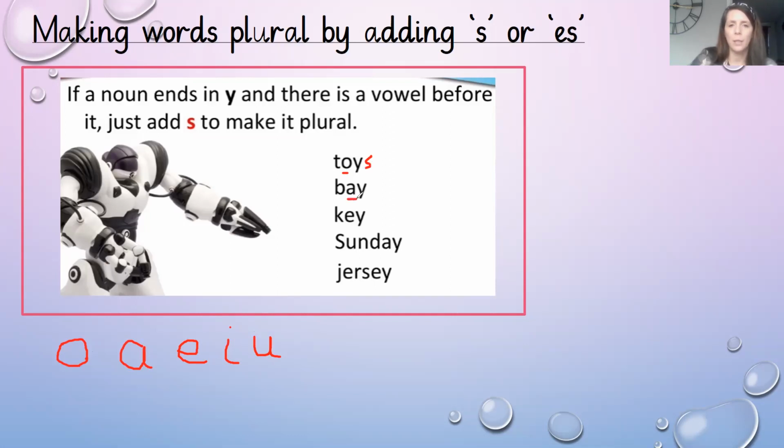A before the Y, so we just add S. E is a vowel, so we just add S to keys. And A there is a vowel, so we just add S to make Sundays. Jersey has an E before the Y, so we add S to make it jerseys. Okay, so here they are again.